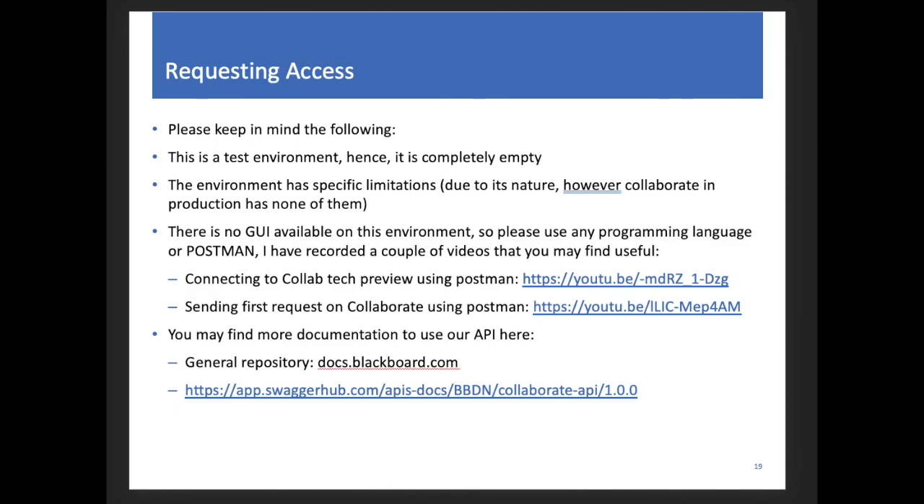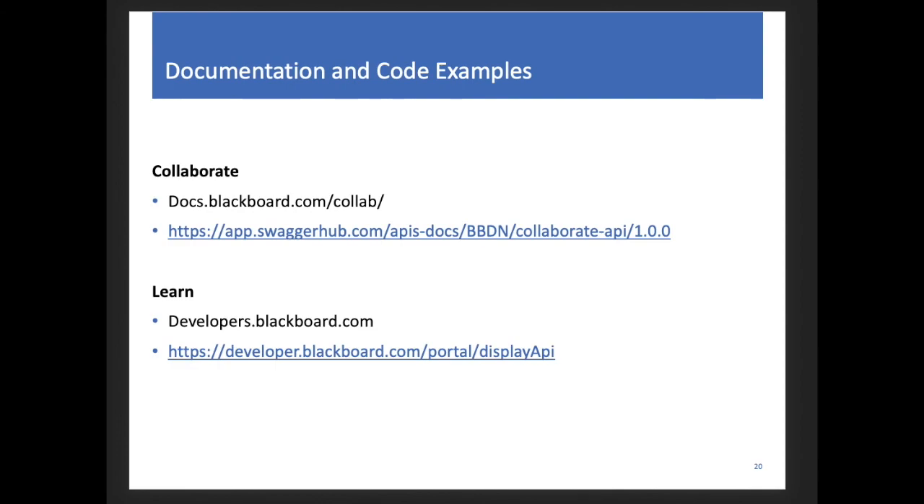As I mentioned before, there is no GUI, so just make sure that you're going to use a programming language or Postman, whichever you're more comfortable with. I have already created a couple of videos here on YouTube that you can take a look at, and those are related to how you're gonna connect to Check Preview using Postman and how you're gonna send your first request and collaborate just using Postman. As I mentioned, docs.blapper.com is gonna be your very first place to go, and down there is the Swagger. That link that is shown there is kind of old. You're gonna see the new one in the description below. So just make sure to follow that one. Again, this is just the documentation.